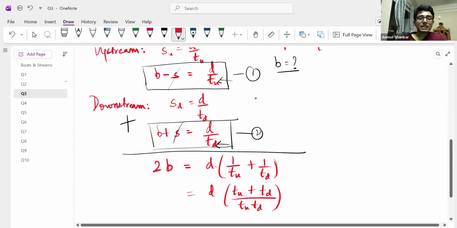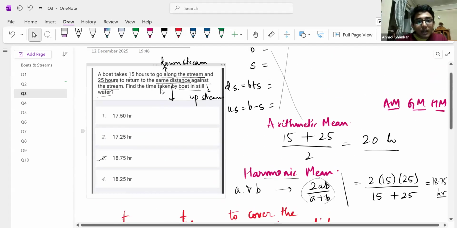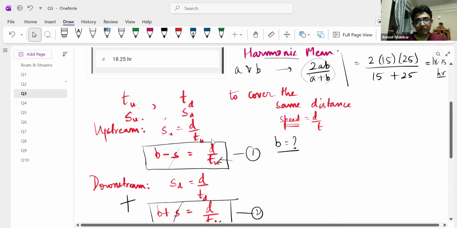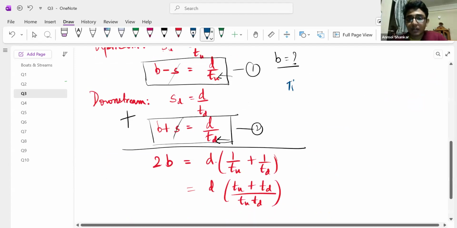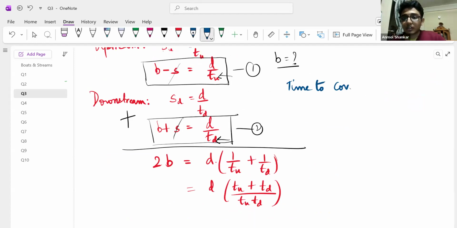Right? So the question is asking what is the value of the time taken by the boat in still water to cover the same distance. So what will that be? So time to cover the same distance by boat in still water.